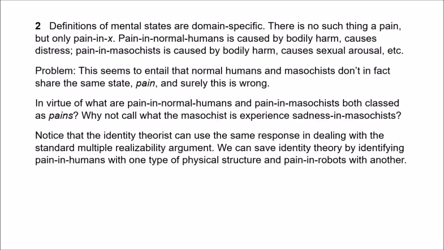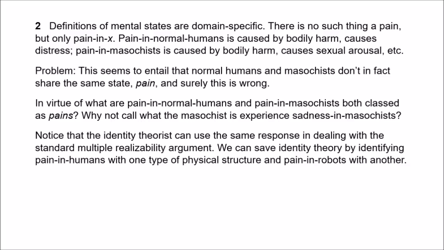So we can save the identity theory by identifying pain in the human with one type of physical structure, so brain states of a certain kind, and then we identify pain in the robot with another type of physical structure, like silicon chip states of certain kinds. And this, of course, would be a token identity theory. So it's not that types of mental states are identical to types of physical structures, rather each individual mental state is identical to some particular physical state, but for each type of mental state there might be a heterogeneous class of physical states.